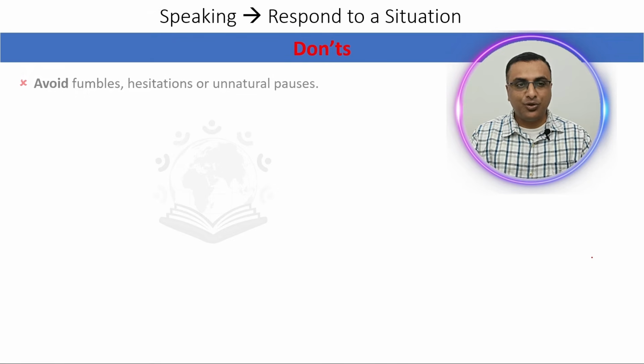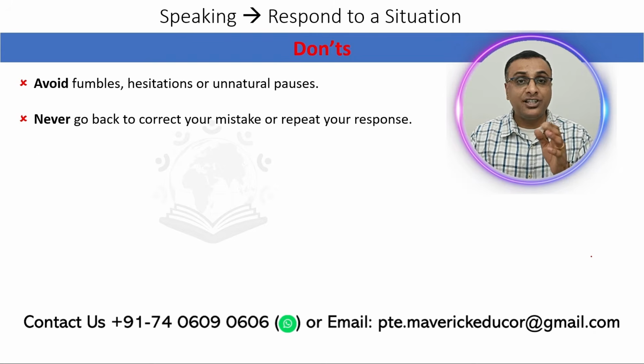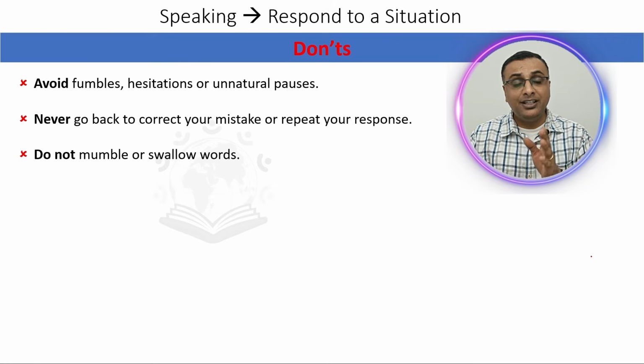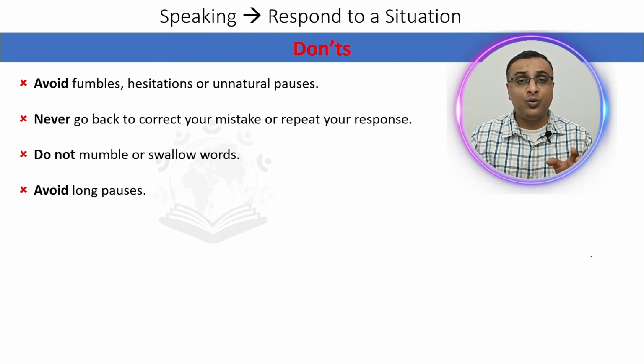Now moving on to the don'ts. First and foremost, avoid fumbling, hesitating or giving unnatural pauses. Next, never go back to correct your mistake or repeat your response. It will impact your fluency heavily. Next, do not mumble or swallow words. Obviously, your pronunciation will take a huge hit and in turn impact your fluency as well. Next, avoid long pauses. It will sound as though you are hesitating to speak.